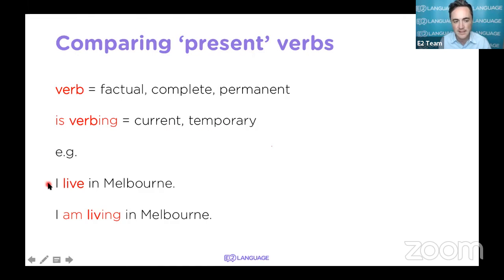For example, here's a very simple example. I live in Melbourne. Factual, complete, and permanent, right? Versus, listen to the difference in meaning here, I am living in Melbourne. I live in Melbourne. I am living in Melbourne. One indicates permanence, something that's permanent. And the other one indicates something that's temporary.